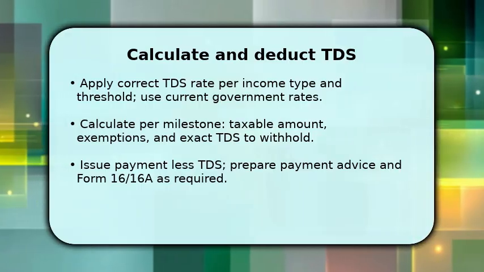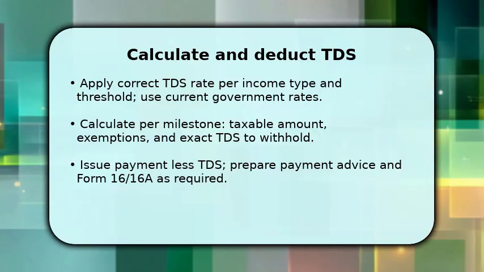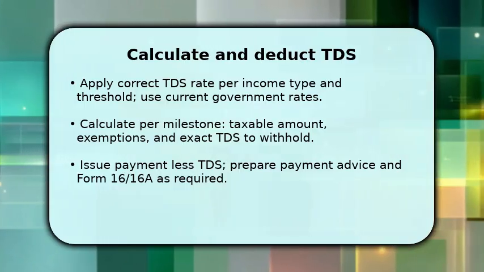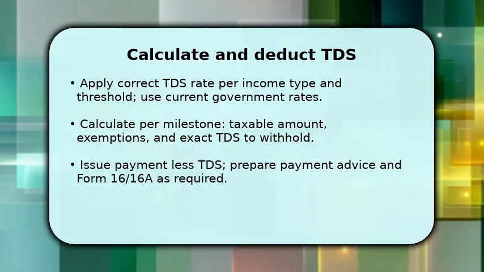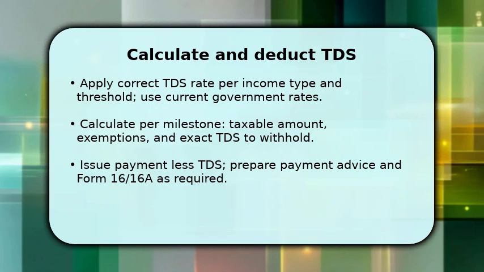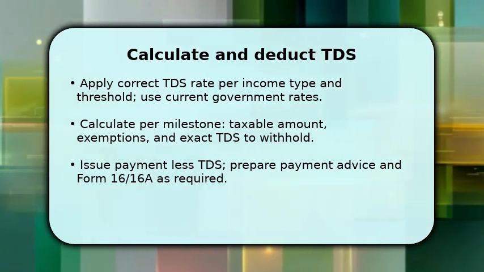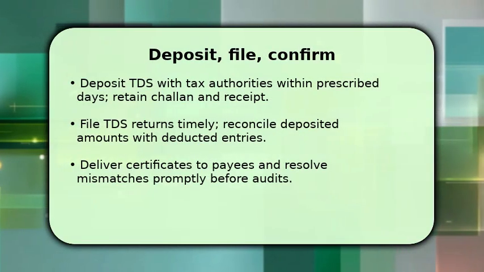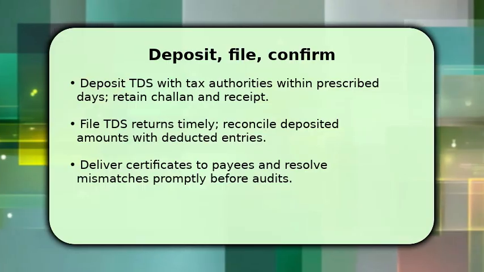Do not wait. You must document the computation, prepare a payment advice showing gross, TDS, and net, and generate the required certificate, Form 16/16A or receipt. Keep those records aligned with ledger entries to reconcile later. Finally, deposit withheld TDS to the tax authority within the statutory timeline and keep the challan receipt. You'll need this for proof.